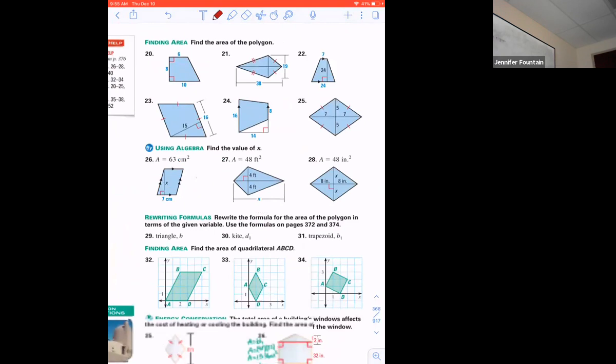Now look at 26, 27, and 28. They have told me the area, and I have to find my missing piece. So you're going to set up an equation using area equals base times height, plug in the measure that you see for area, and solve for either the base or the height or the diagonal or whatever it is you're missing.